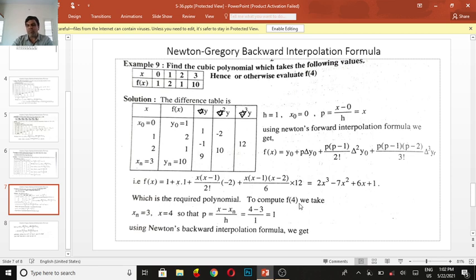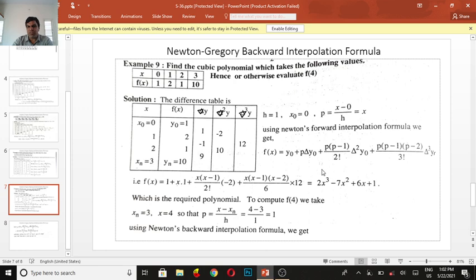To compute f of 4, put x n as 3, so that p equals x minus x n divided by h. Here x is 4 and x n is 3, so x minus x n divided by h is 4 minus 3 divided by 1. So we get the value of p equal to 1. Now we use the backward interpolation formula.